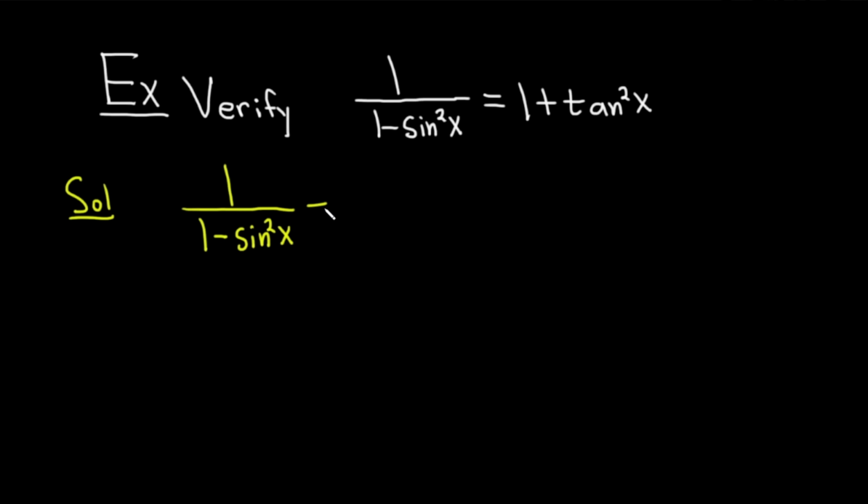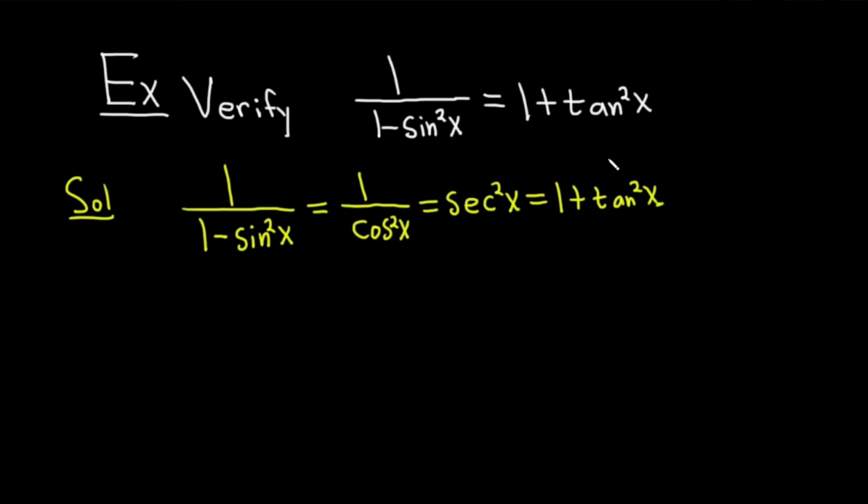And we just saw this, right? 1 minus sine squared is the other one squared. So this is 1 over cosine squared x, because cosine squared is 1 minus sine squared. 1 over cosine is secant, so this is going to be secant squared x. And via an identity, this is equal to 1 plus tan squared x. And that would be it.